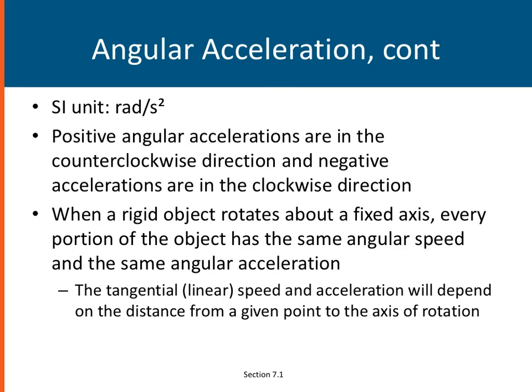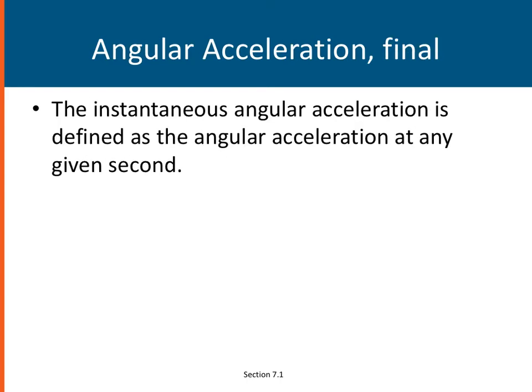The tangential or linear speed, that's the same as just our regular velocity. We use V to stand for it. So sometimes they'll call it tangential, sometimes they'll call it linear. It's the same thing. It's just our normal speed. And our normal acceleration will depend on the distance from a given point. So again, just like with velocity, the instantaneous acceleration is going to be defined as the angular acceleration at any given second. Same as before.